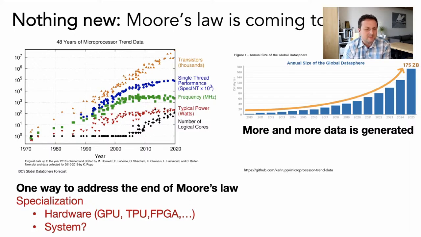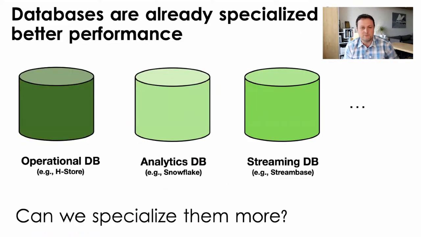And in the end, this is not even a new idea. The core concept behind it has been around for a long, long time already. If you particularly look at database systems, they're already specialized for the general category of a workload. For example, we have OLTP systems, H-Store, analytics systems, Snowflake, or streaming database systems. And you can see them as a form of specialization for a given workload, right? For example, a transactional workload. The question we are raising is can you specialize them even more, right? And how would this specialization look like?